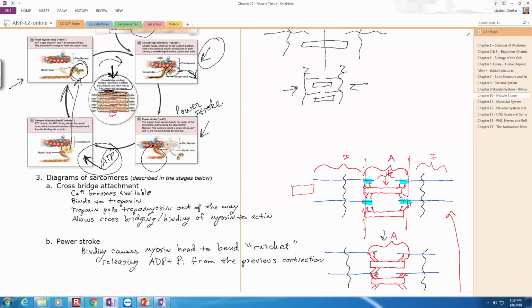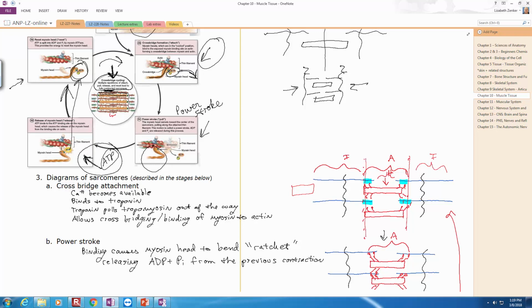The M line would still be there, but you don't really visualize the M line so much. It's what holds myosin centrally, okay? So that's why I wanted to talk about the I and the A band after we talked about what's happening with the sarcomere, so you could visualize what that contraction actually looks like. And then it would spread back out.